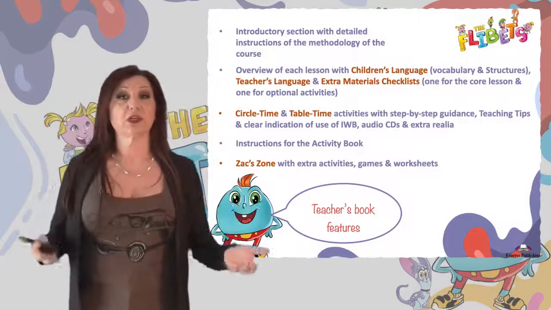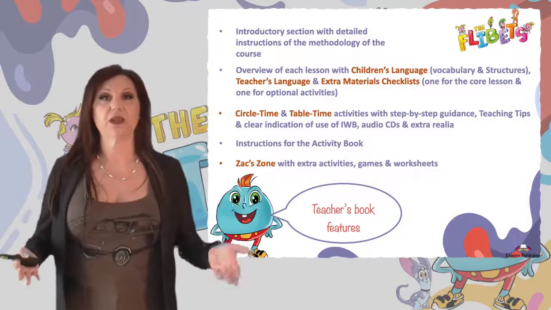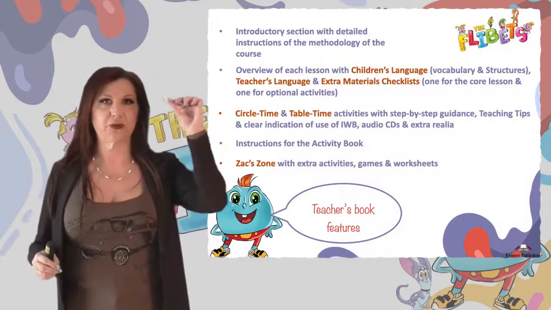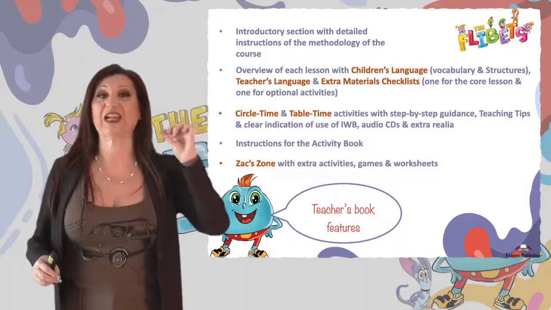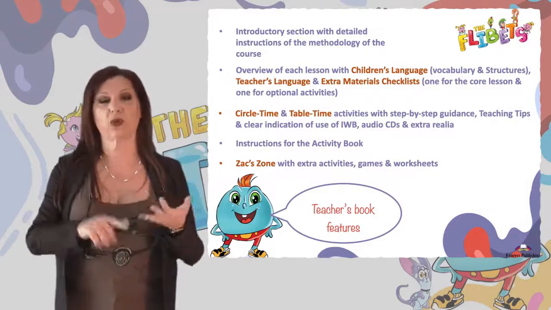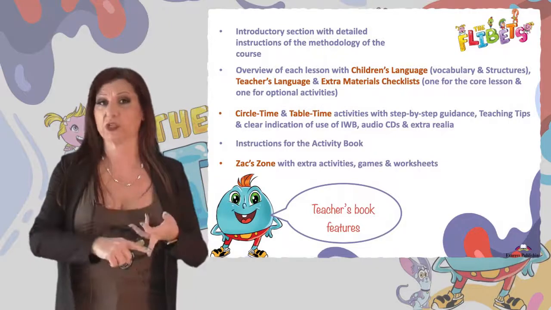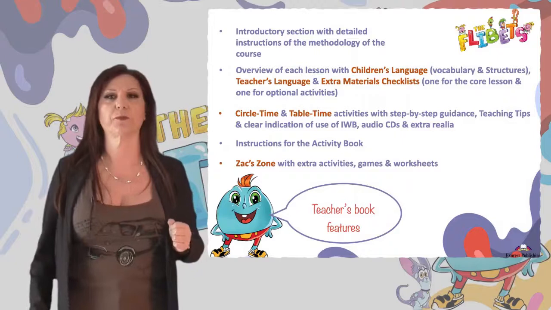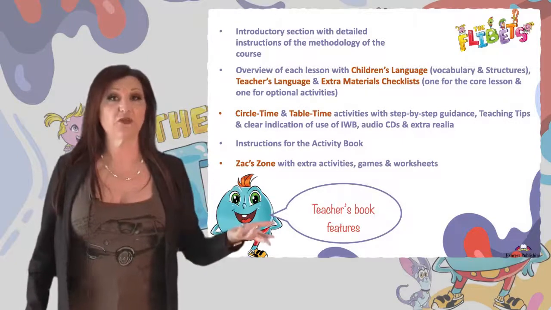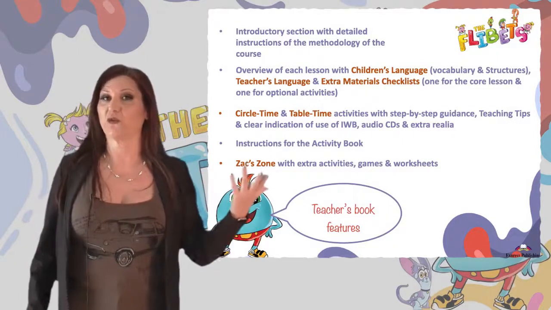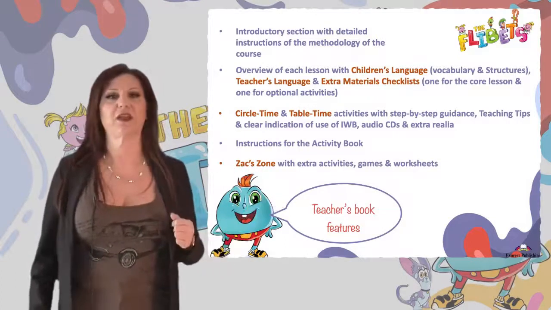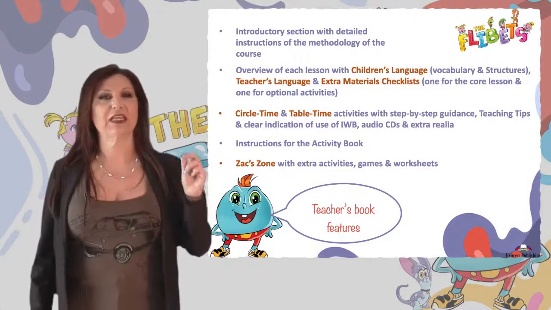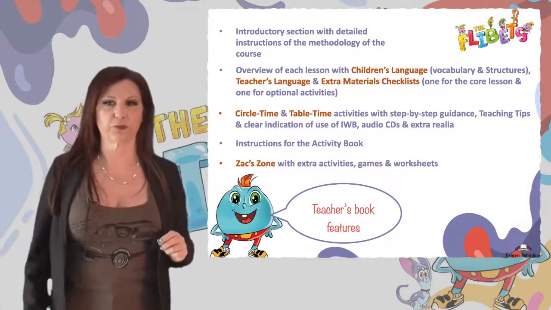There are also circle time and table time activities for each lesson with clear indications and different signs so that the teacher can see at a glance when the IWB has to be used, when the audio has to be used, when the posters have to be used. Everything is clearly indicated right next to the task in the teacher's book. There are also instructions for the activity book, instructions for the stories that you're going to see in a minute, and of course there is Zach Zone with extra activities, games and worksheets in the teacher's book too.